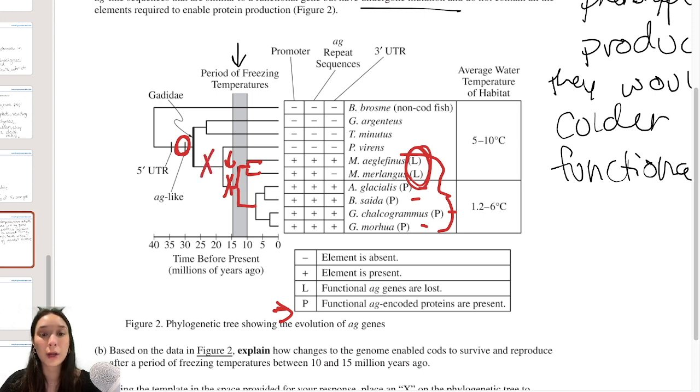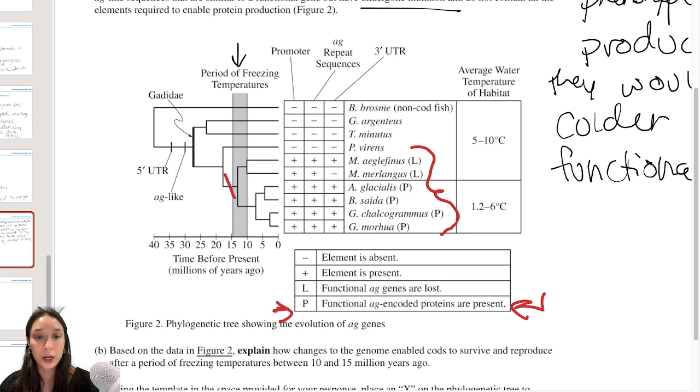You wouldn't be able to put the X right here because that would indicate that this one has a functional AG gene, but it's missing all the components. You couldn't put it here because, again, you're indicating that all these ones have the functional genes, but they don't even have the components for it. So my final answer for this one is that you have to look for the common ancestor of all of these. Definitely the P's because they have the present functional gene, and then I do believe the L's as well because they had a functional gene and then it was lost. So the origin of it, when it originally came about, would be right here. So I would put my X right there.